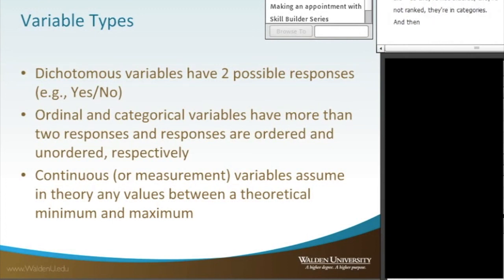These are things like weight and blood pressure, things that truly have numeric values associated with them. And the type of test you do and the types of variables you have will determine the tests that are available to you.